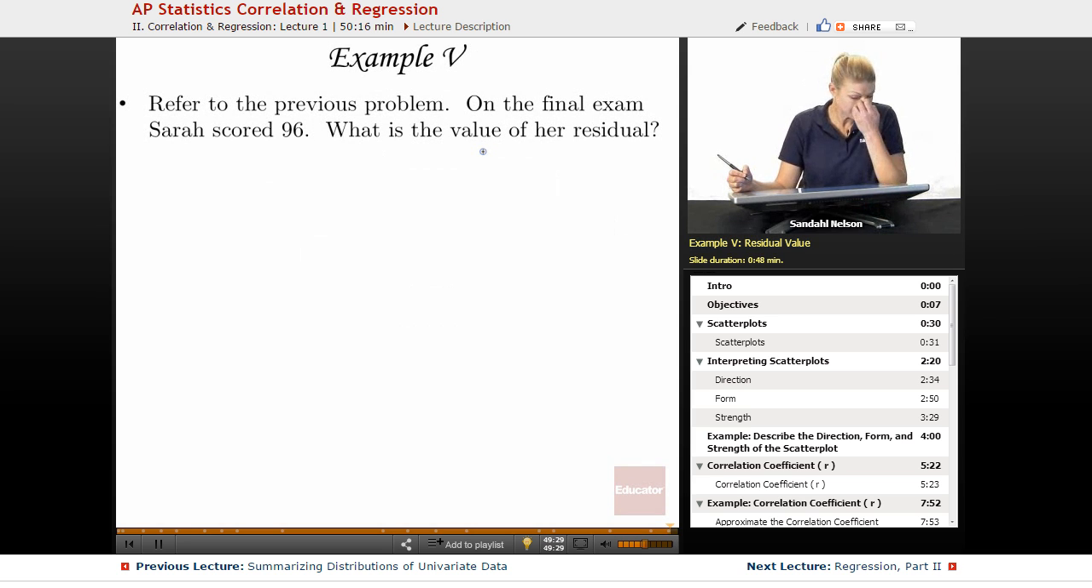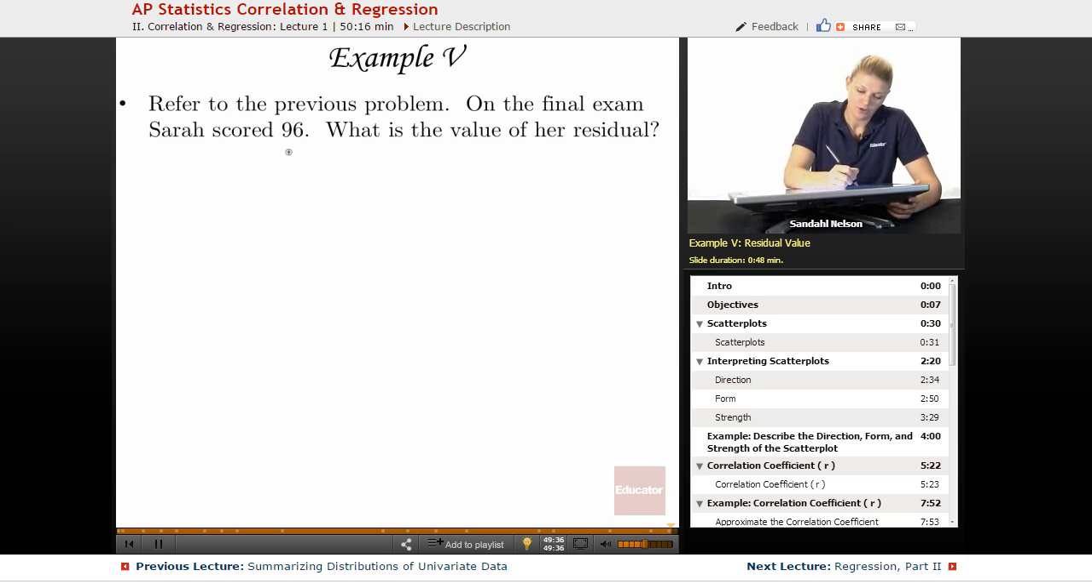Okay, so refer to the previous problem. On the final exam, Sarah actually scored a 96. What is the value of her residual? Okay, so we know that she actually scored a 96, which means that her actual y value is 96. We want to know her residual.